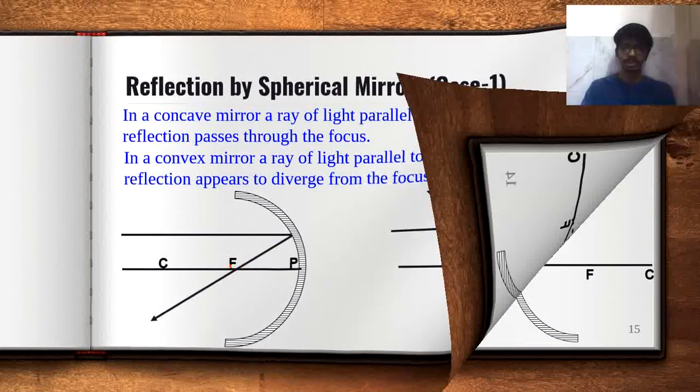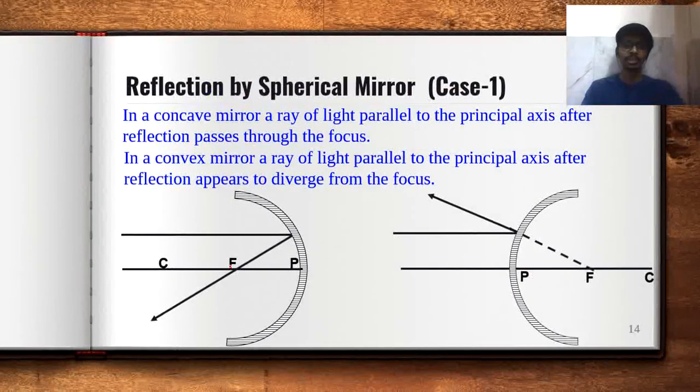Going back to the second point, remember, the second point is the opposite of this. Here, the incident ray is parallel to the principal axis, and the reflected ray is passing through the focus.